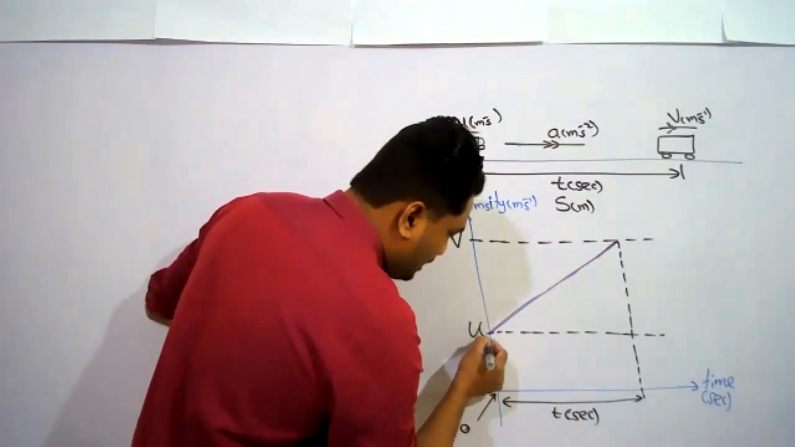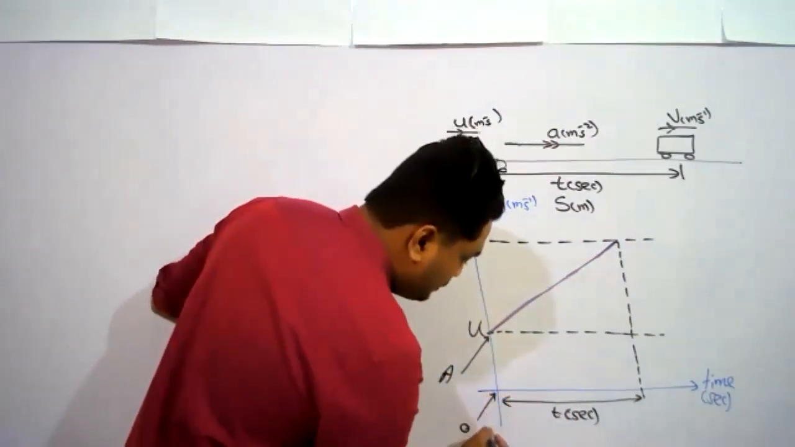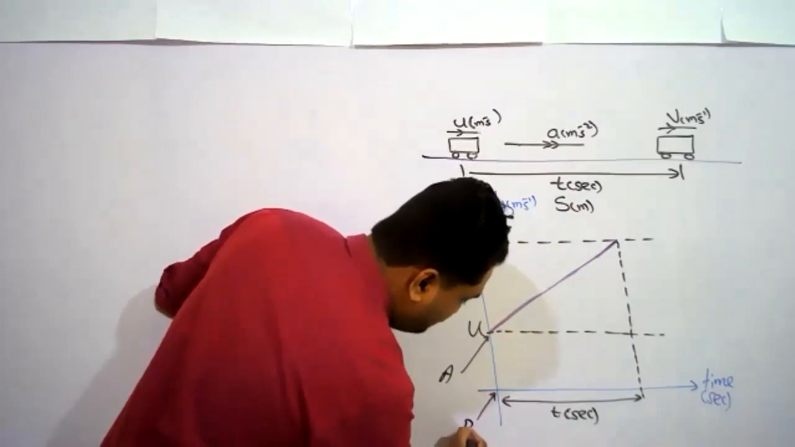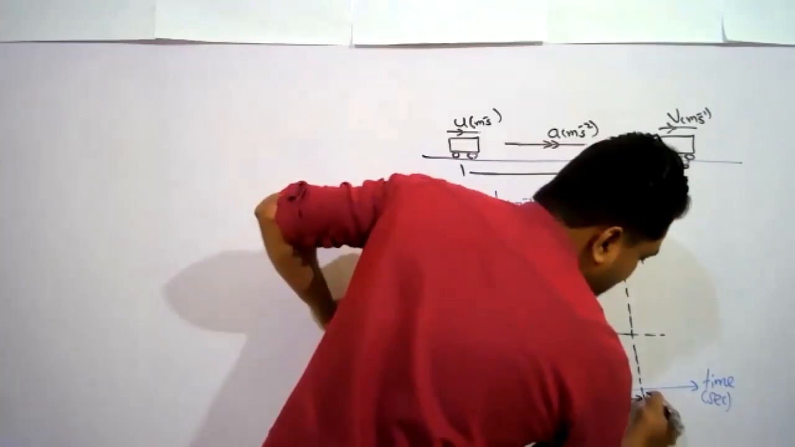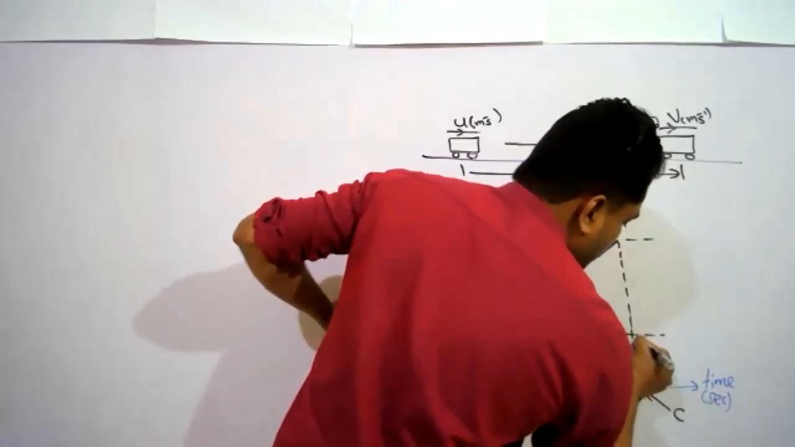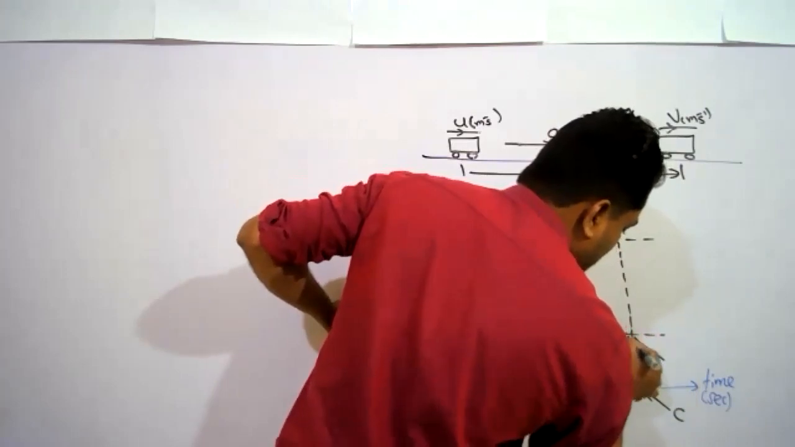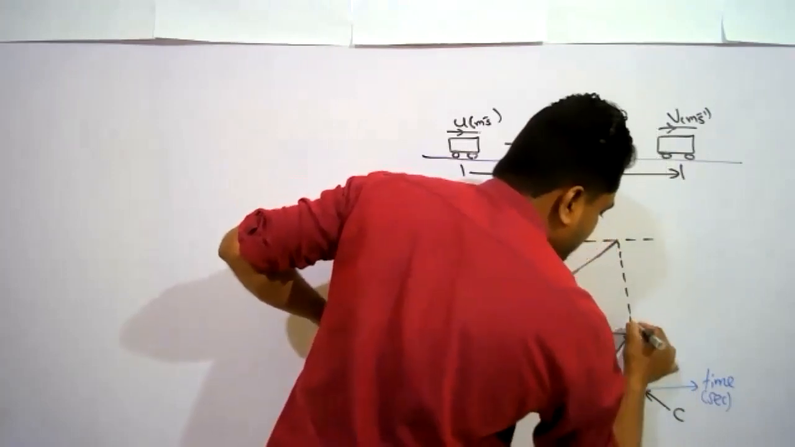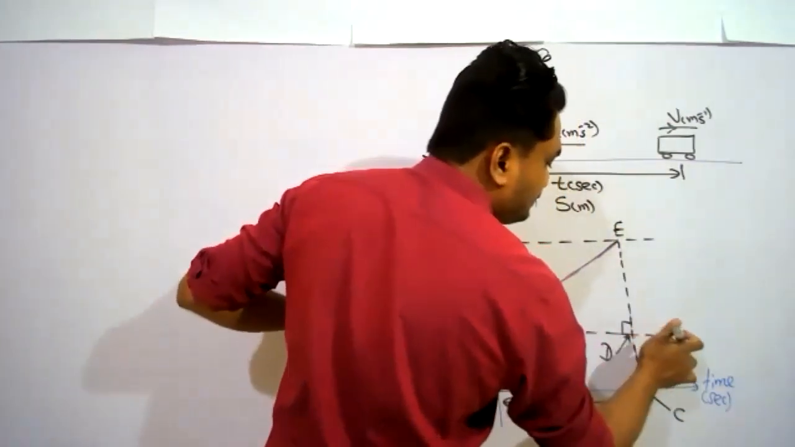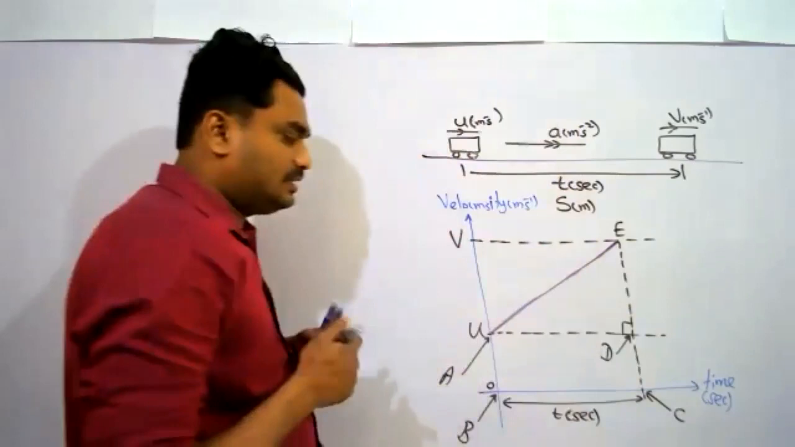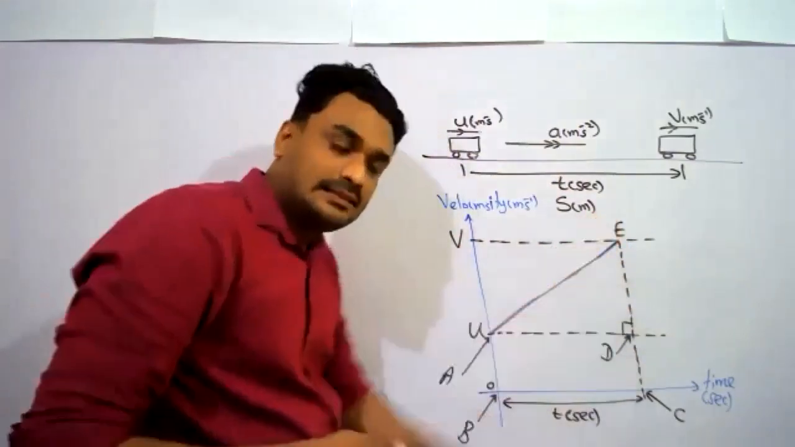Let me mark this point as A, this point as B. Actually, this is the 0 point. This point as C, this point as D. This is 90 degrees. This is E. Please draw the graph and mark the points like this: A, B, C, D, E.